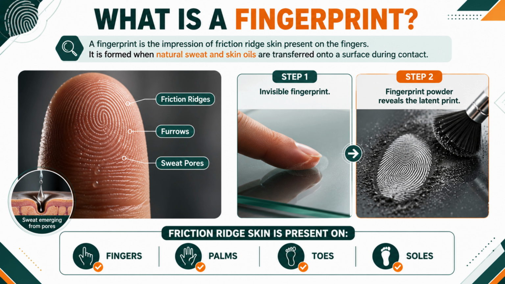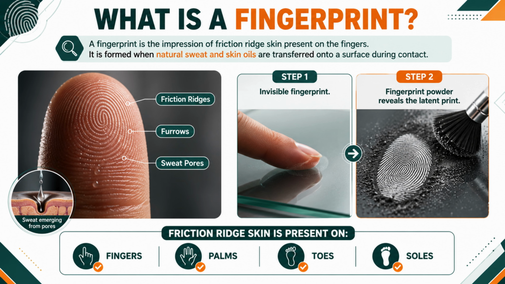Imagine trying to hold a smooth glass bottle with perfectly flat skin. It would slip much more easily. The friction ridges create additional friction, allowing us to grasp objects securely. These ridges are found not only on our fingers but also on the palms of our hands, the soles of our feet, and our toes. Together they are known as friction ridge skin.